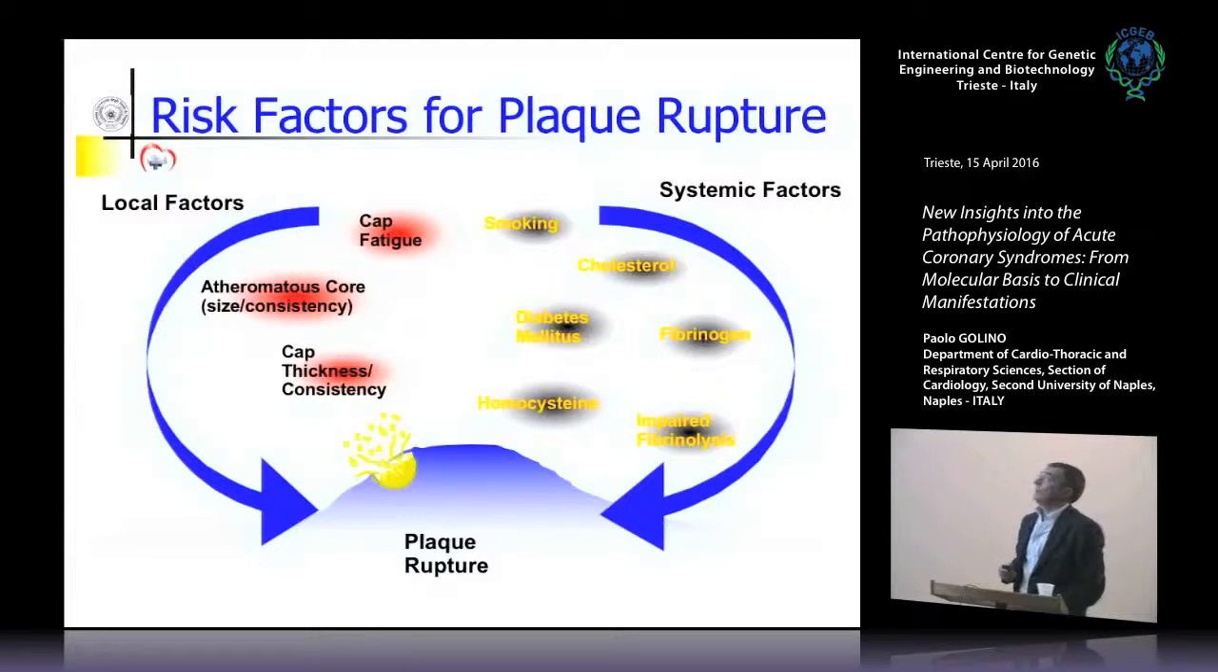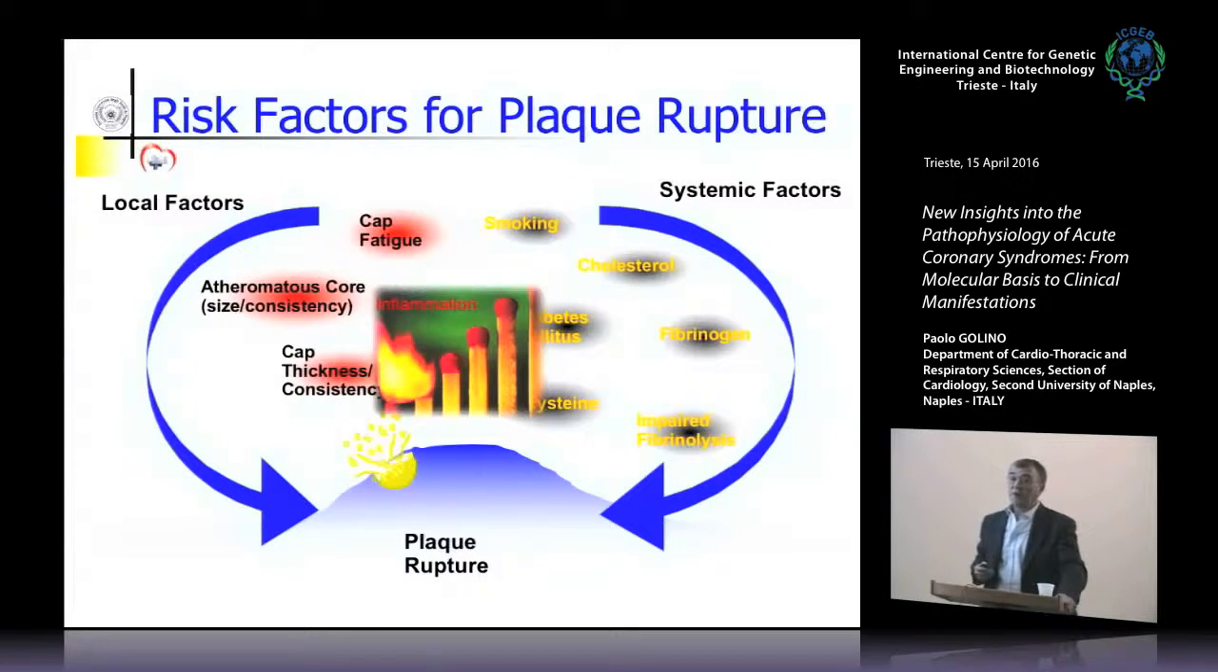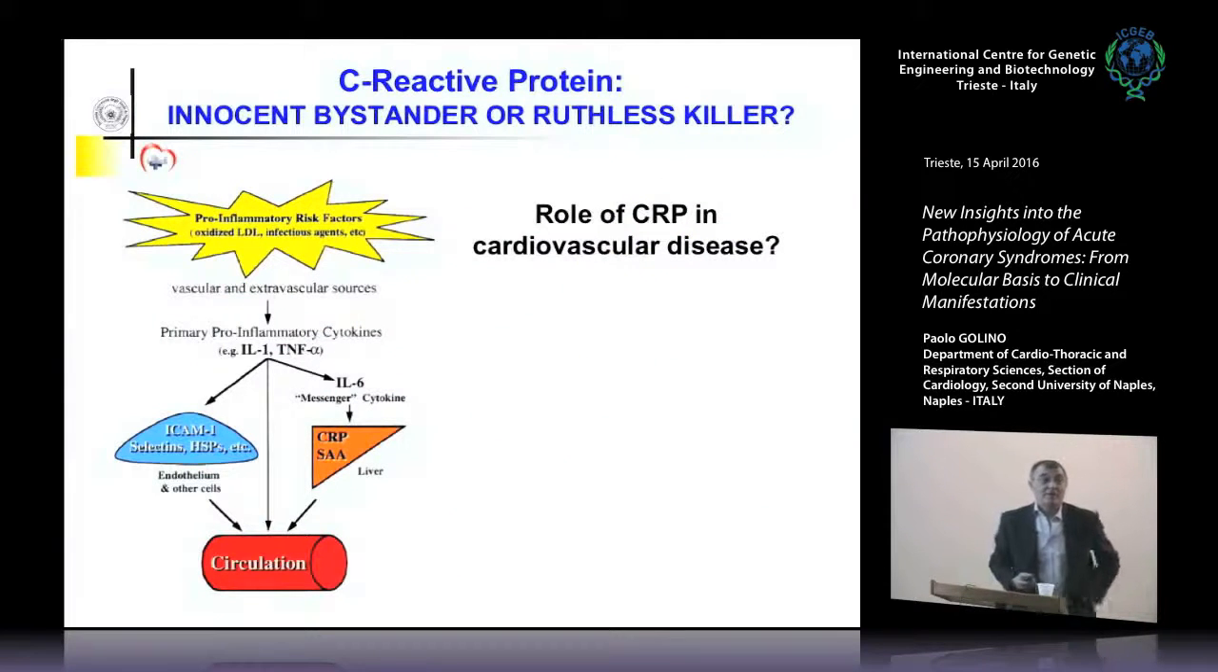The reasons why a plaque ruptures are many, and all of them can be taken into account: cap fatigue, smoking, diabetes, and so on. But we believe that in this phenomenon, inflammation plays a major role. And when we talk about inflammation, immediately we think about CRP. C-reactive protein is an acute phase protein that can be measured in the blood and reflects the inflammatory status of a given patient.